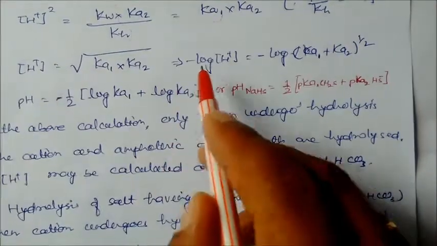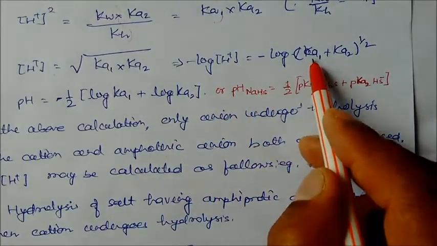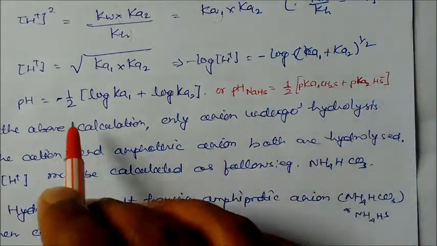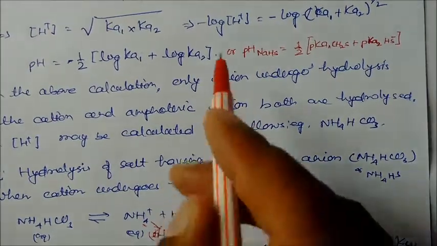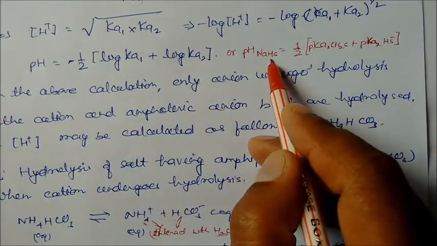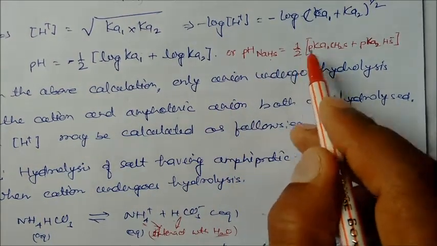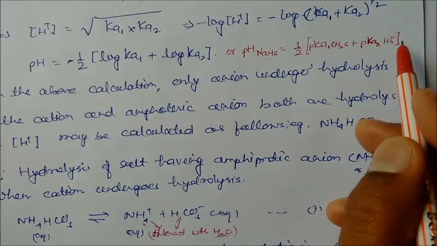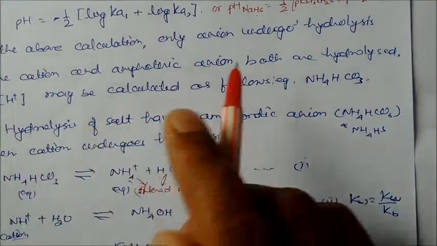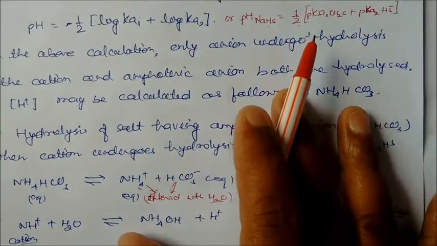So minus log of H plus is minus log of (K1 into K2) to the power half, or pH equals half of log K1 plus log K2. Or the pH of sodium hydrogen sulfide will be equal to half of pK1 for H2S plus pK2 for HS negative. So in the above calculation we have seen that only the anion is undergoing hydrolysis.